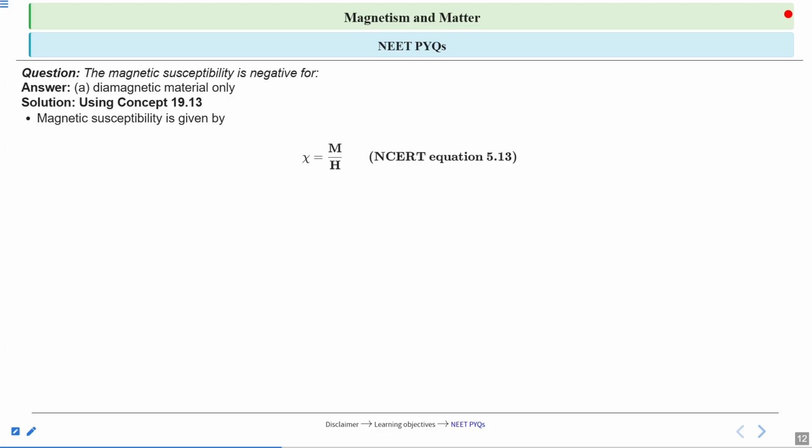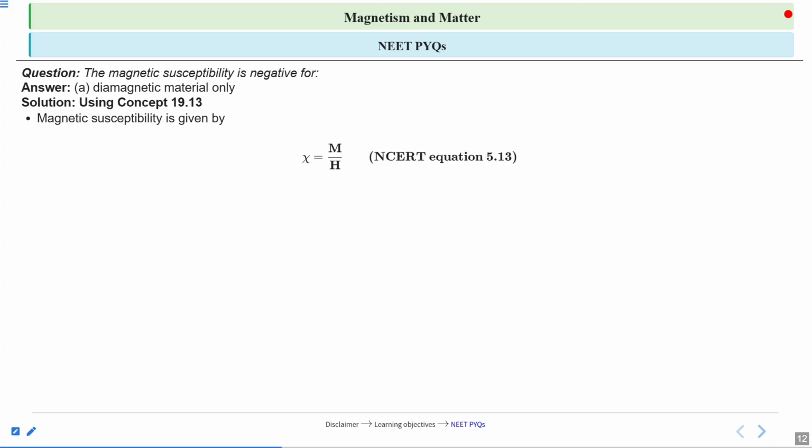For diamagnetic material, we know that diamagnetic materials are magnetized in the opposite direction of magnetic intensity. If magnetic intensity is from left to right, then magnetization will be from right to left. So what is magnetization? It is a process when all the dipoles tend to align in the same direction. So dipoles tend to align in the opposite direction of magnetic intensity in the case of diamagnetic materials.